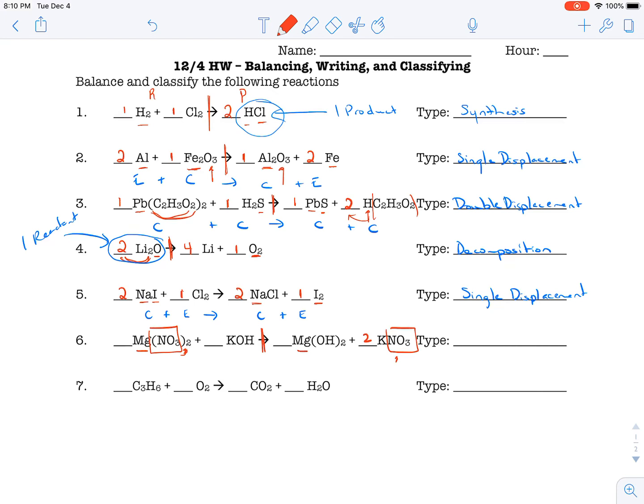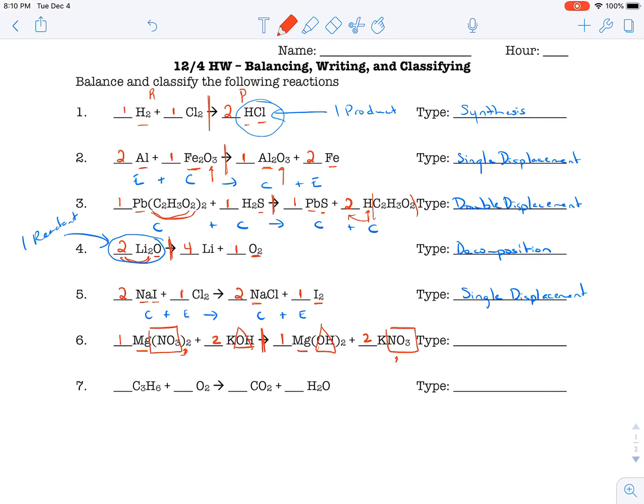But that also gives me 2 Ks. To fix this, I'm going to put a 2 in front of that K. And then that gives me 2 OHs. I'll put a triangle around this one. And if you look over here, we have 2 OHs on this side. So we are balanced, and we leave that with a 1 and a 1.